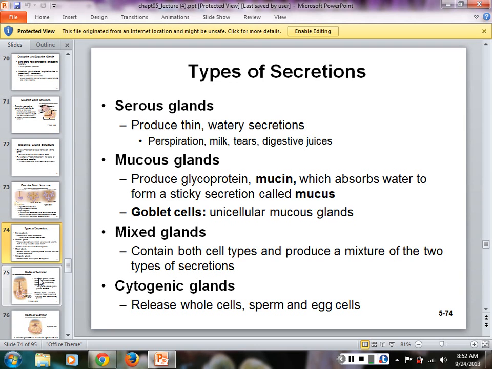You also have a mixed gland. Like I said, they produce both cell types. Your salivary glands, you have several types. Those are considered mixed glands. Your saliva can actually be really thin. Your saliva can also be a little bit thick or frothy.